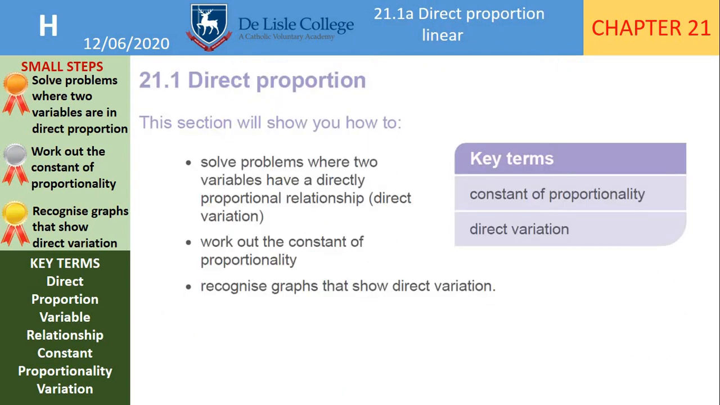So for this lesson, we are going to look at solving problems where two variables have a directly proportional relationship, so they vary directly, as in the example we've just looked at. We're going to work out what's called the constant of proportionality. So in the do now task, that constant of proportionality was 30, because this is what we needed to multiply the speed by to get to the distance covered each time. We're also going to have a look at recognising graphs that show direct variation.